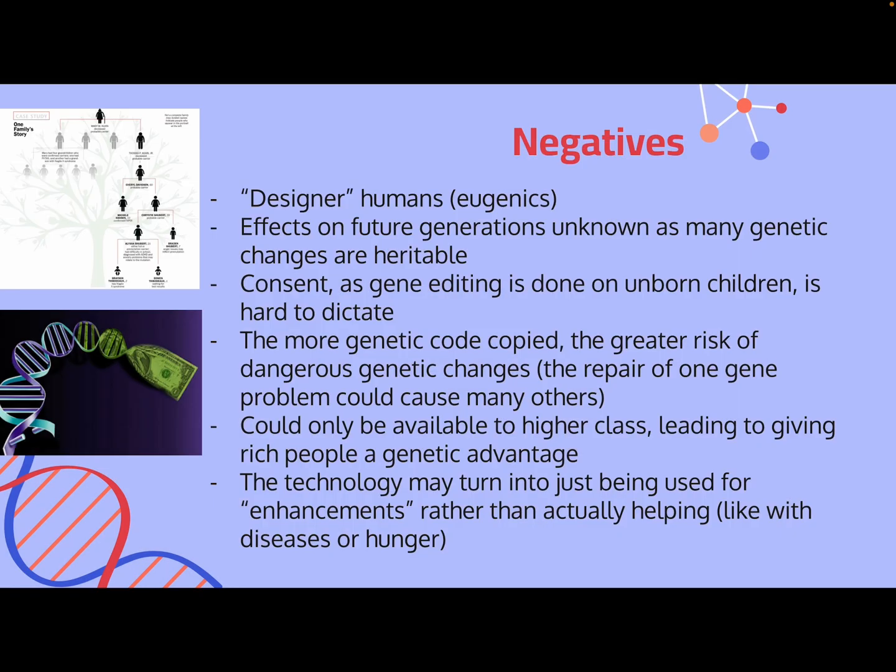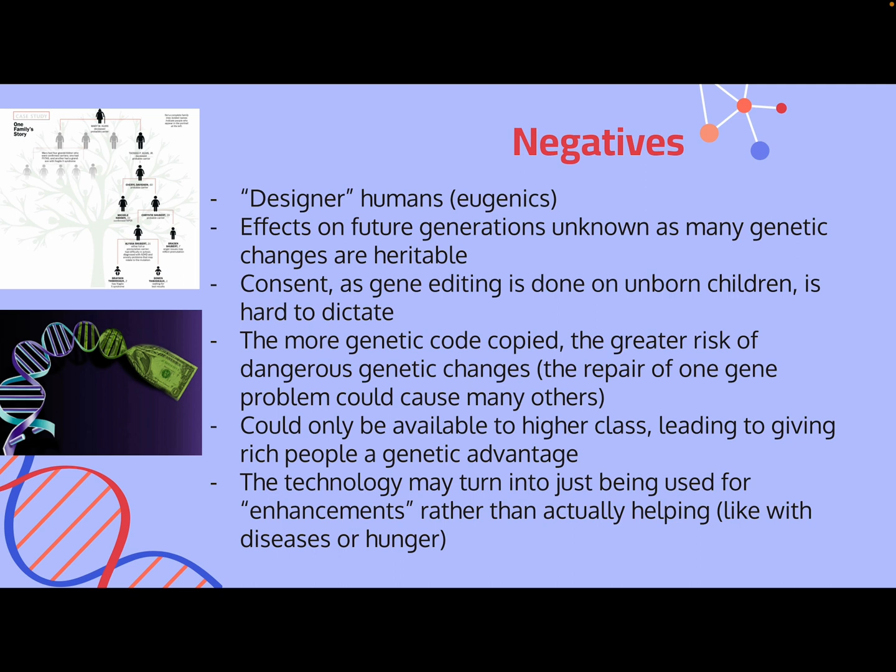Some negatives of this, however, are that people worry that people are just going to start making designer humans, which will adhere to more traditional looks, which is basically eugenics, which is not good. As well, we don't know how future generations are going to respond to gene editing, which is why it's banned in many places, because we don't know if it's going to create a chain effect or how it's going to affect many generations down from us. Because right now we could be fine, but later it could be very bad.